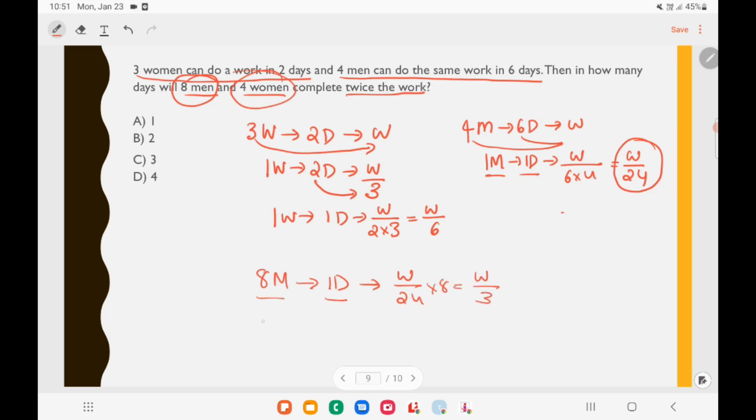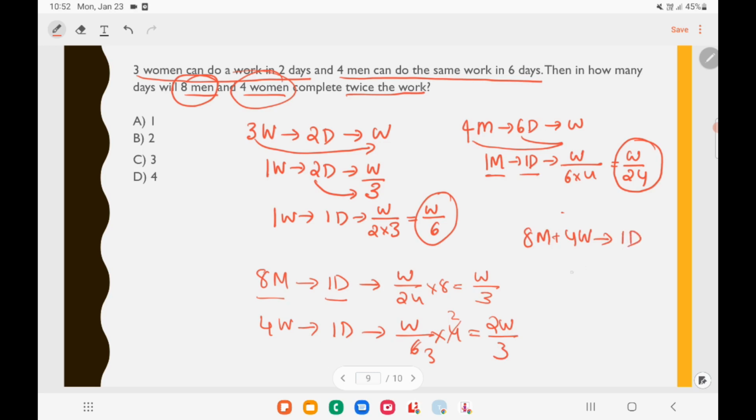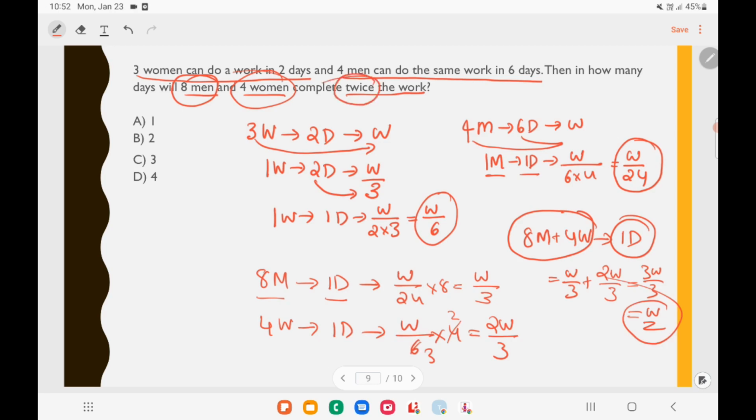Similarly, 4 women in 1 day can do W by 6 into 4, which is equal to, if you cancel with 2, you will get 2W by 3. So 8 men plus 4 women in 1 day will do W by 3 plus 2W by 3, which is equal to 3W by 3, which is equal to W. So 8 men and 4 women in 1 day will complete the work. We need to see how many days it will take to complete twice the work. That means we need to double it. So answer is 2 days. So option B is the right answer.